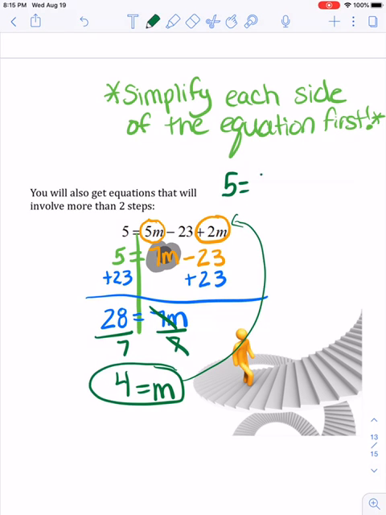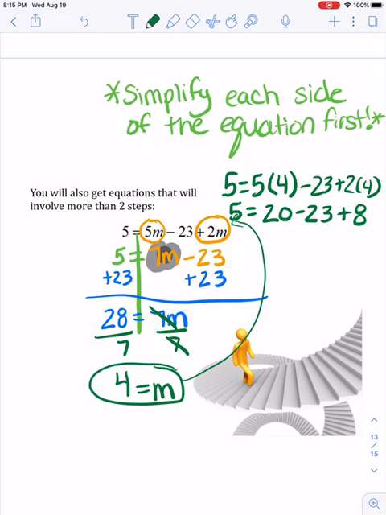So I get 5 is equal to 5 times m, which we said is 4, minus 23 plus 2 times 4. So if I simplify the right-hand side, multiplication first, before that subtraction, so 5 times 4 is 20, minus 23 plus 8. For addition and subtraction, we do whichever comes first, right? They're on the same level, so I have to subtract first. 20 minus 23 is a negative 3 plus 8. So I get 5 equals 5.